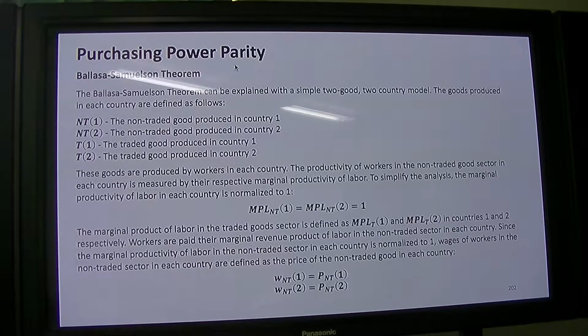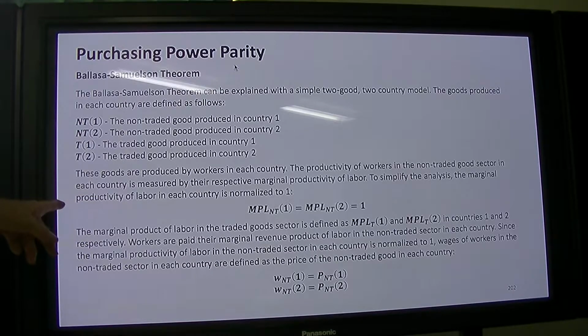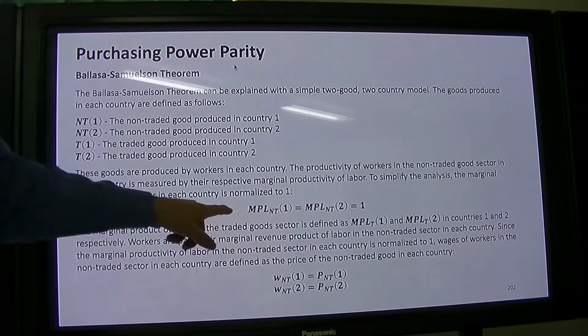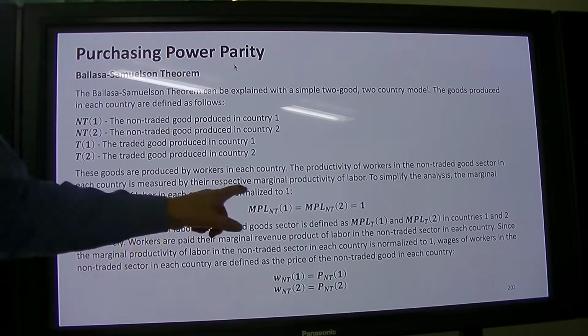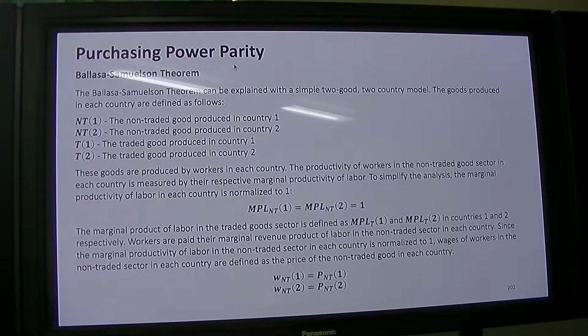So if I have a company, I have 1,000 workers, and they produce a certain amount. If I add another worker, how much more output is there? That's the marginal productivity of labor. So let's normalize. What we're going to do is make the marginal productivity of labor in the two countries the same, so that in the non-traded sector, they're the same.